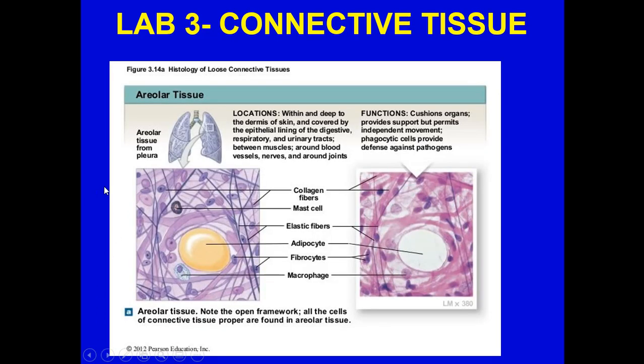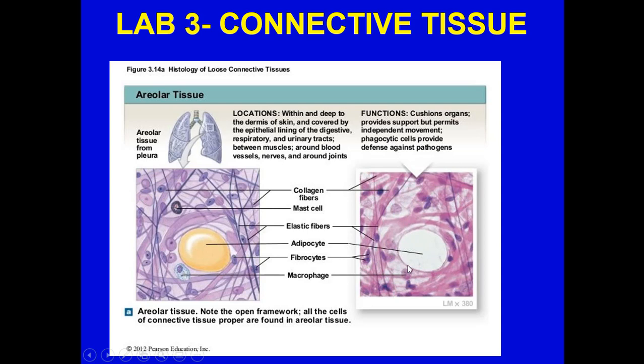So let's go through where we would find these. Areolar tissue can be found in the tissue from the pleura, which are the membranes that protect the lungs. Areolar tissue has a very open framework, as you can see here, and all the cells of connective tissue proper are found in the areolar tissue. So you will find macrophages, fibrocytes, adipocytes.